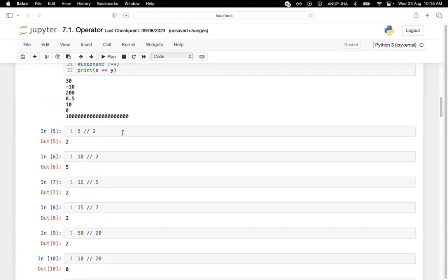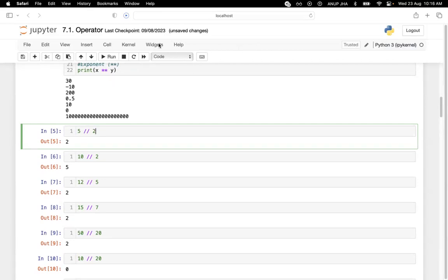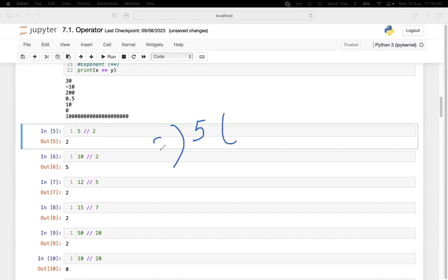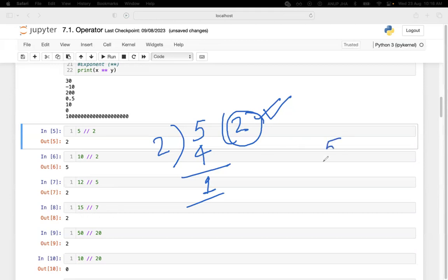So will you guys understand what this floor division is? Let me explain once again. When I am dividing 5 by 2, I'm getting 2 here. 2 times 2 is 4, so I'm getting 1 as the remainder. The value 2 is what comes in floor division. When I do the same with 10, I'm getting 5. With 12, I'm getting 2. With 15, I'm getting 2. Let's do it for 50.